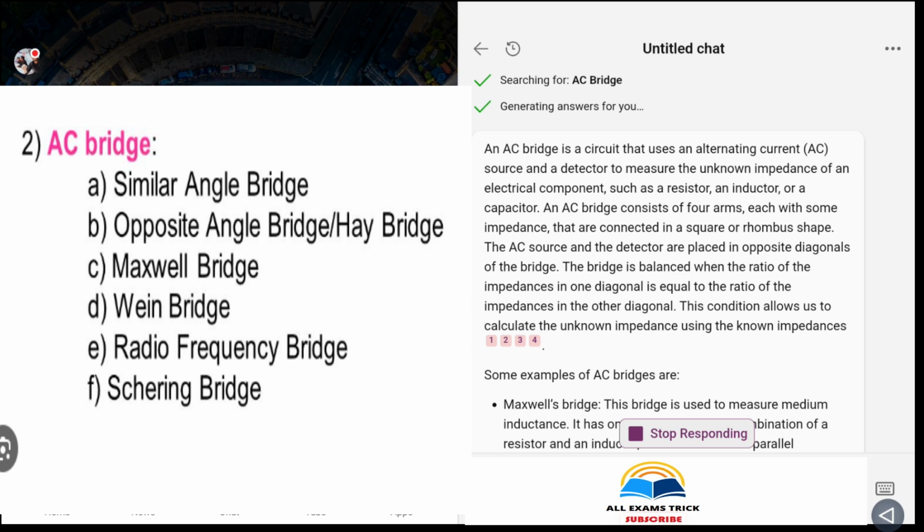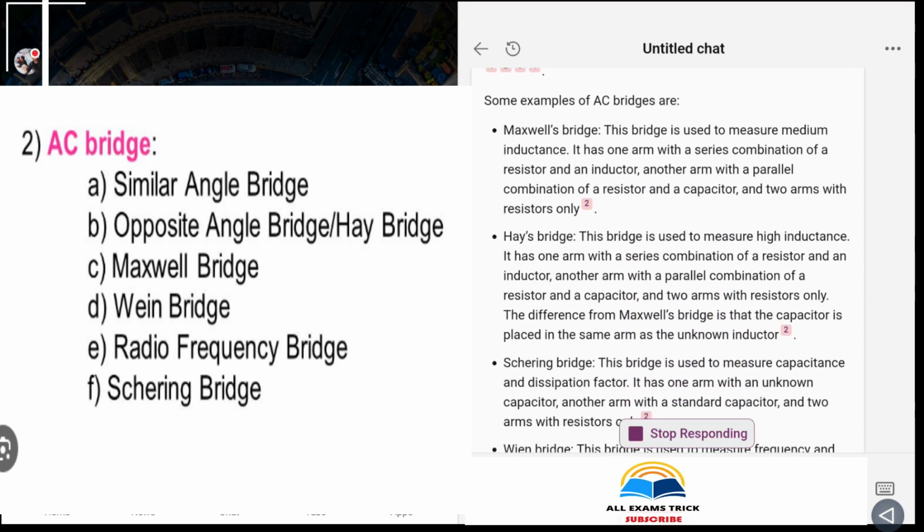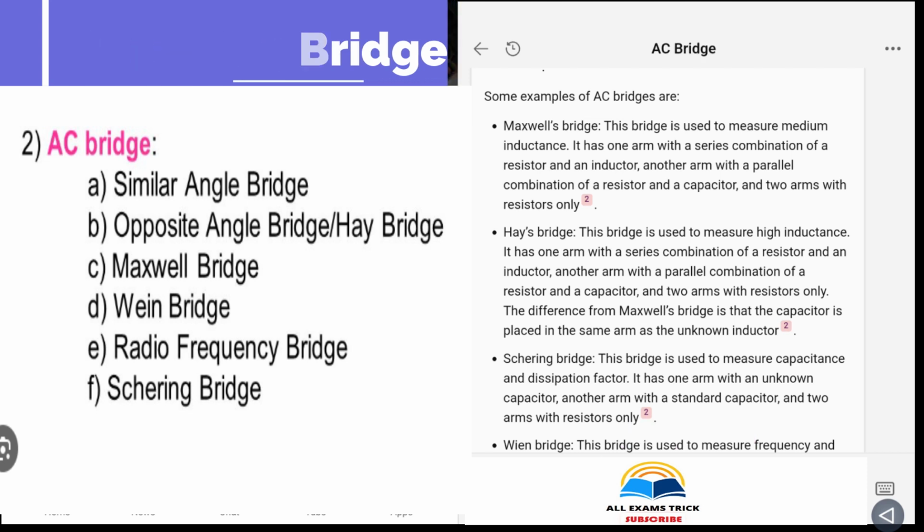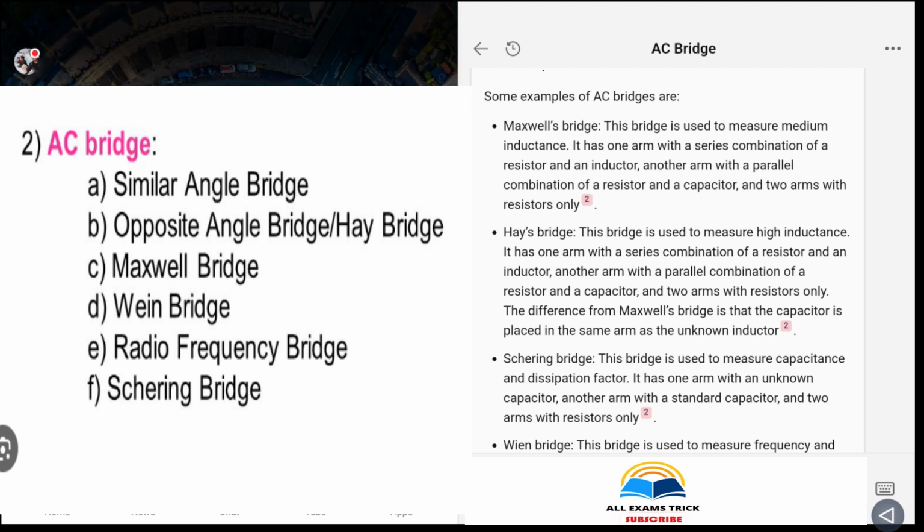Some examples of AC bridges are Maxwell's bridge. This bridge is used to measure medium inductance. It has one arm with a series combination of a resistor and an inductor, another arm with a parallel combination of a resistor and a capacitor, and 2 arms with resistors only.